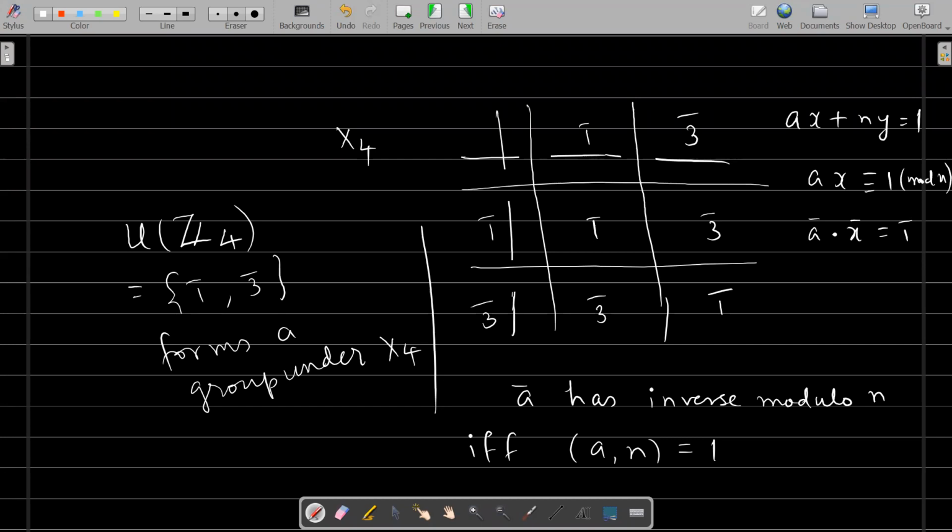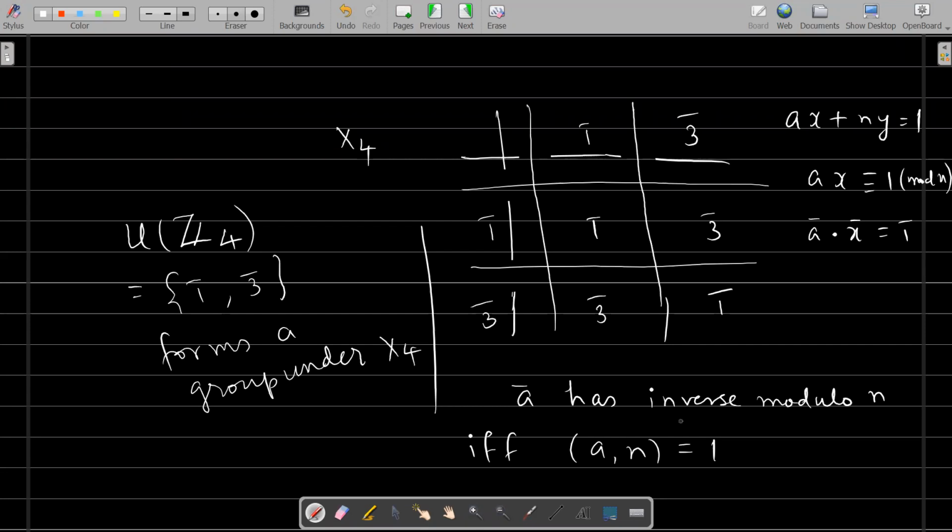inverse. A bar into something is Could you explain how 1 bar plus 3 bar is 3 bar? 1 bar. Acha, you want this table for So is this addition or multiplication? multiplication? Okay.